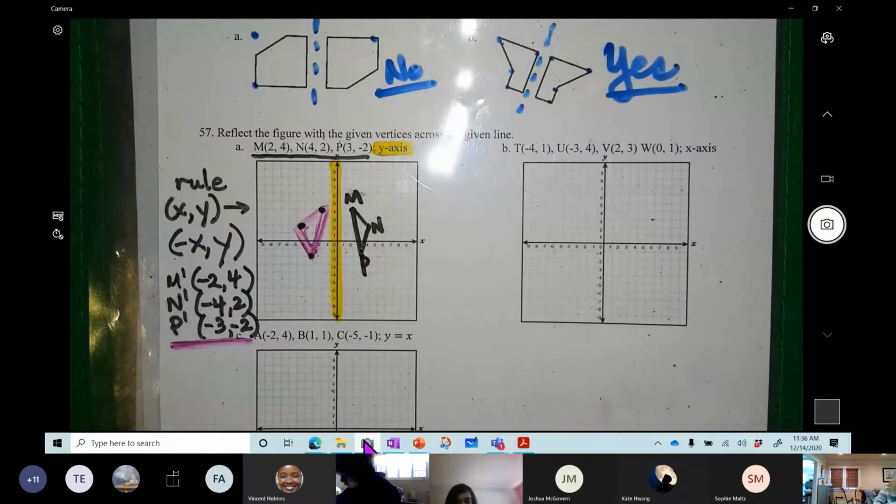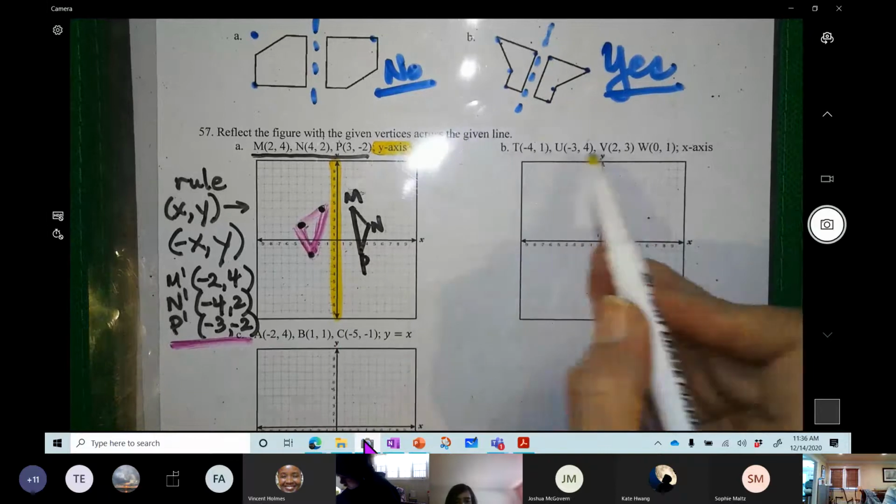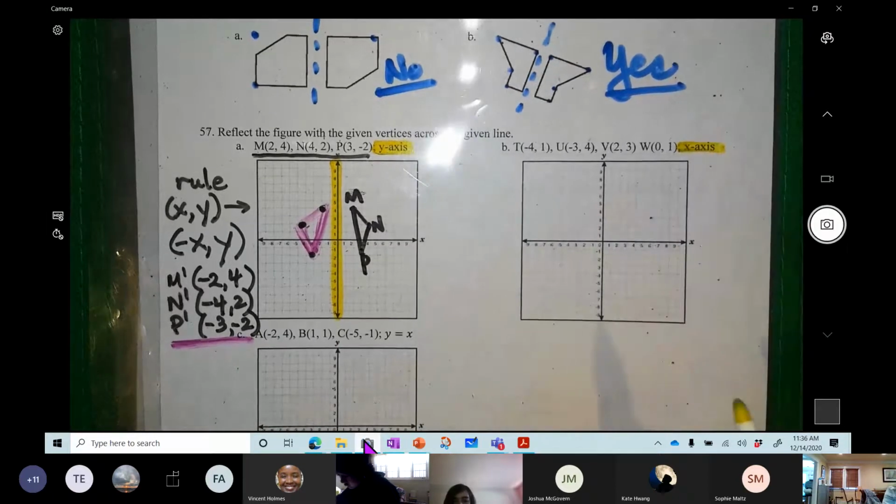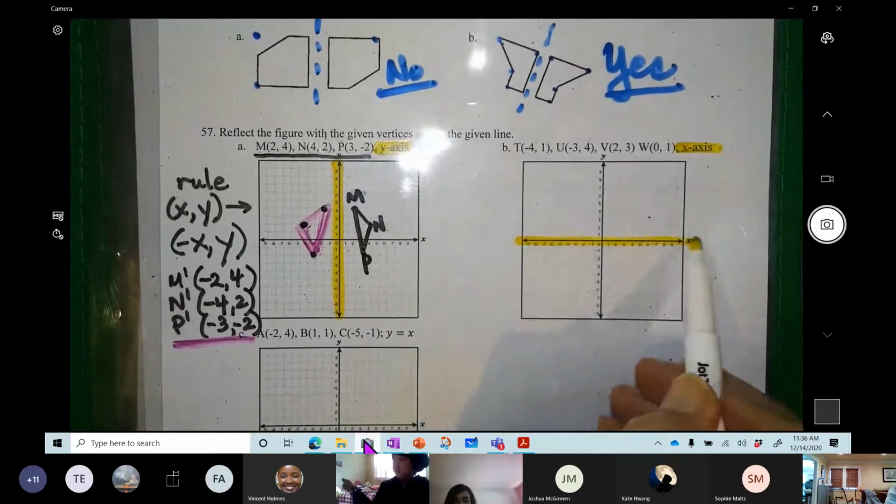Okay, B. Now I have a quadrilateral because I can see 4 points, but I'm doing the x-axis. So now I'm going to flip it this way.